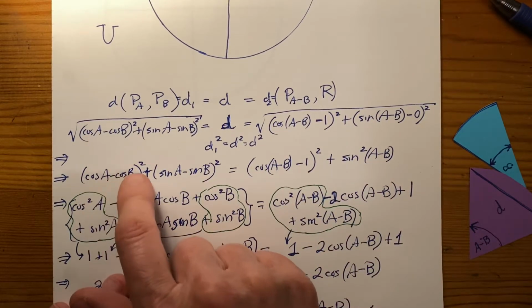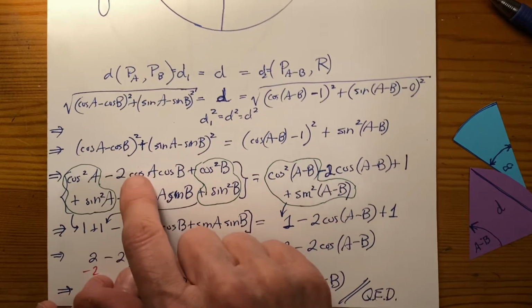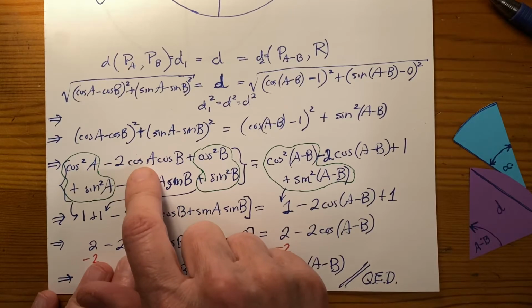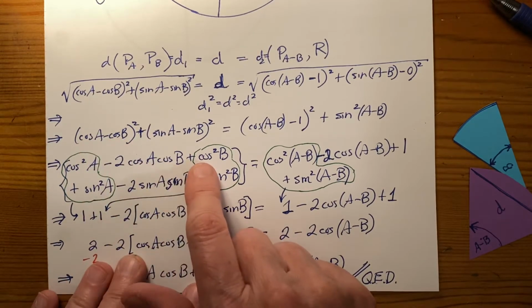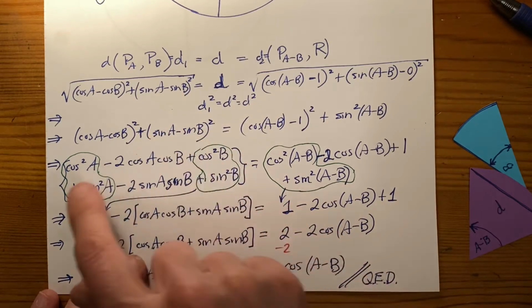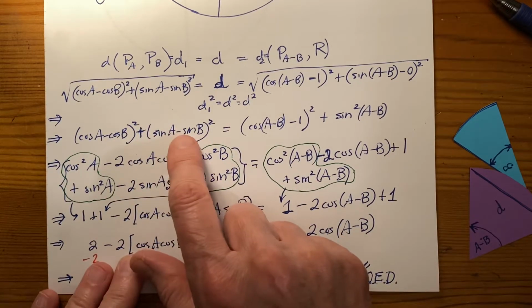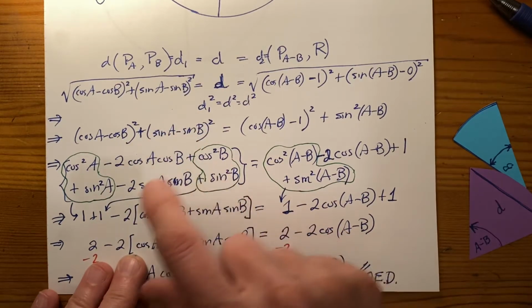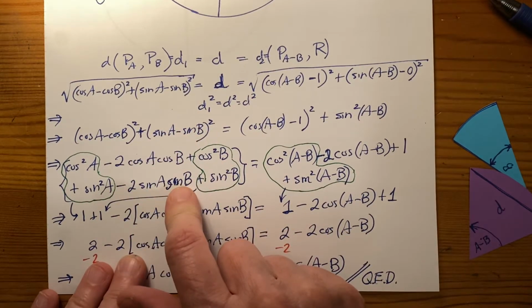Well, a difference squared, cosine A minus cosine B, is cosine squared of A minus 2 times cosine A cosine B plus the cosine squared of B. Plus the sine of A minus sine of B. If I square that out, I get this one squared, that one squared, minus 2 times their product.